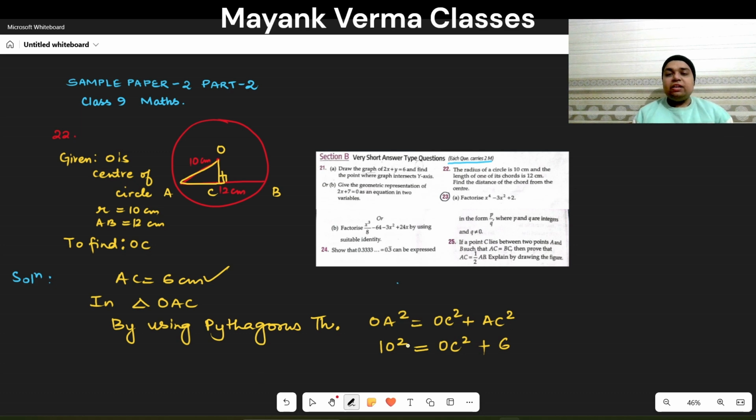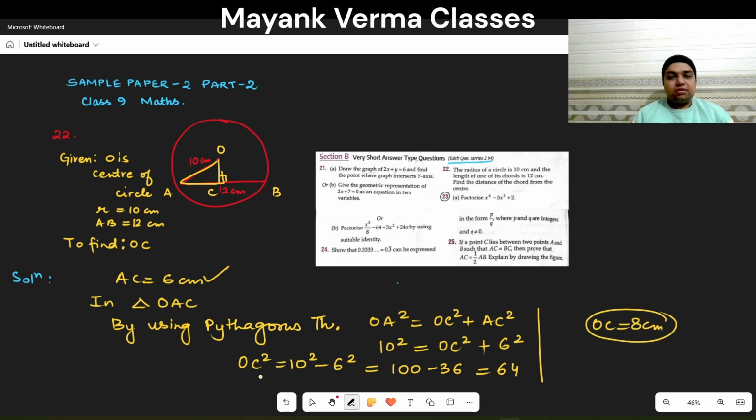Okay, now I will take 6 square to the other side. I will get OC square as 10 square minus 6 square. So 10 square is 100 and 6 square is 36. This will be 64. And we already know 8 square is 64. So OC will be 8 centimeters. So this will be the answer.